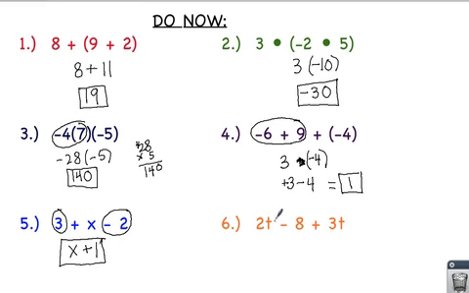And finally, number 6, I have 2t and positive 3t, which are like terms, and that gives us 5t minus 8.